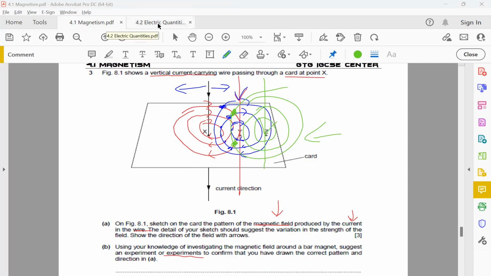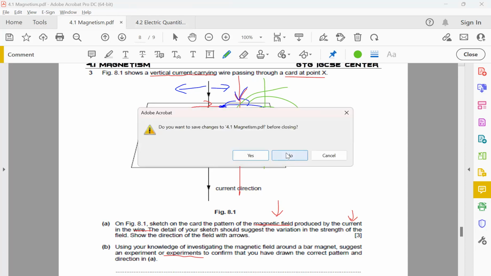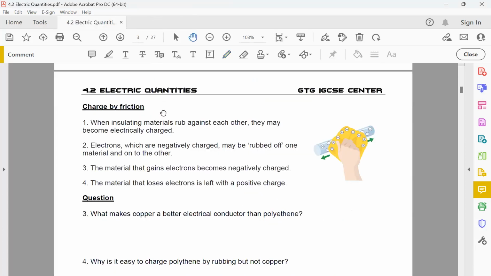Okay, anyways, there's no questions. 100%, just what I like.